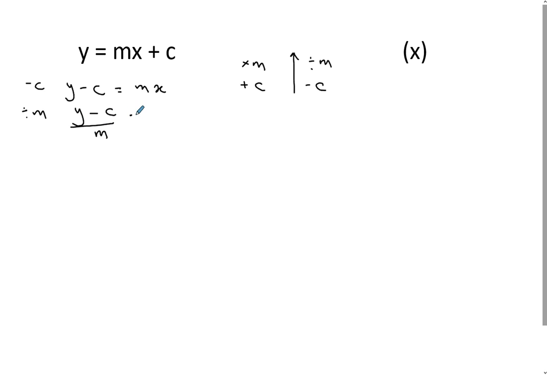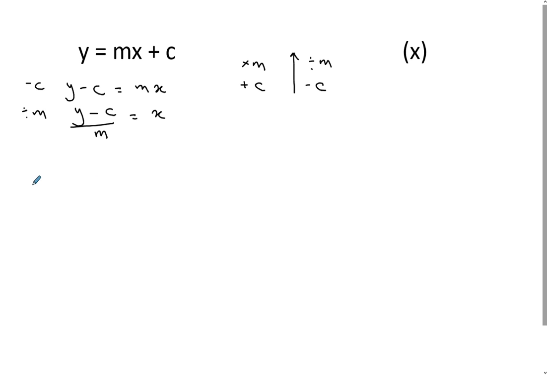y equals mx plus c, which is the formula for a straight line. So now what's been done to the x? It's been multiplied by m, and then we added c. So now we go backwards and we minus c and divide by m. Okay, so we're going to minus c. So you've got y minus c equals mx, and then divide by m. So you've got (y minus c) divided by m equals x.